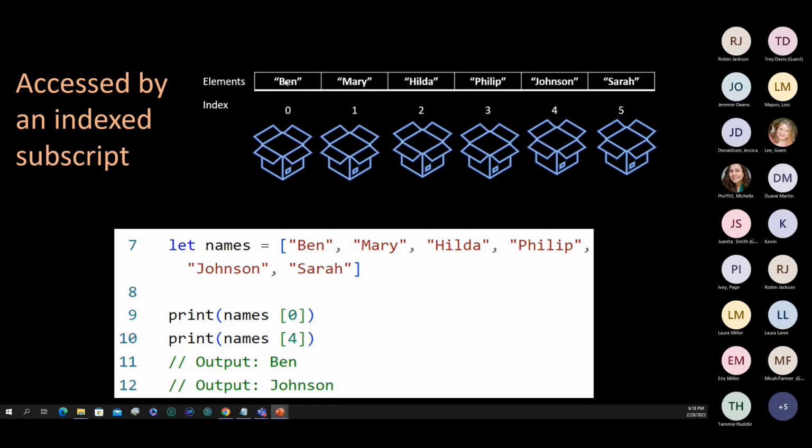Ben lives here, Mary lives here, Hilda, Philip, Johnson, and Sarah, right? Each of them lives in each apartment along the street. Now, the way programming works, which is literally the way the decimal number works, right?